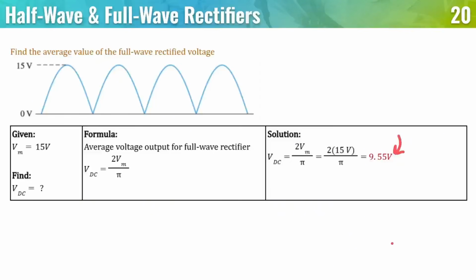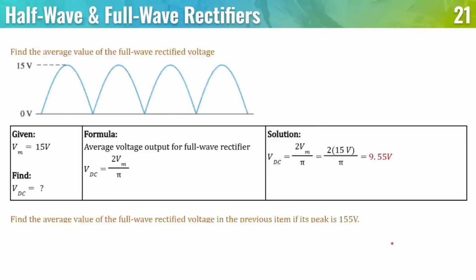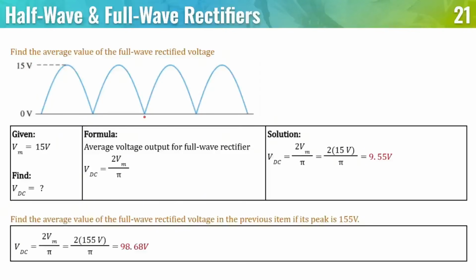So another example, find the average value of the full wave rectified voltage in the previous item if its peak is 155 volts instead. Similarly to the previous item, we just change 15 to 155 volts, and then we are going to get 98.68 volts.